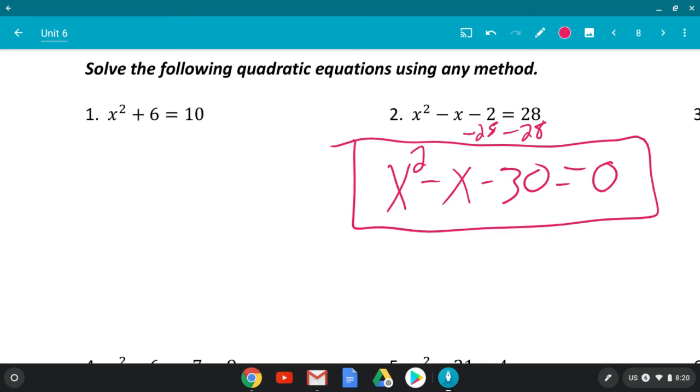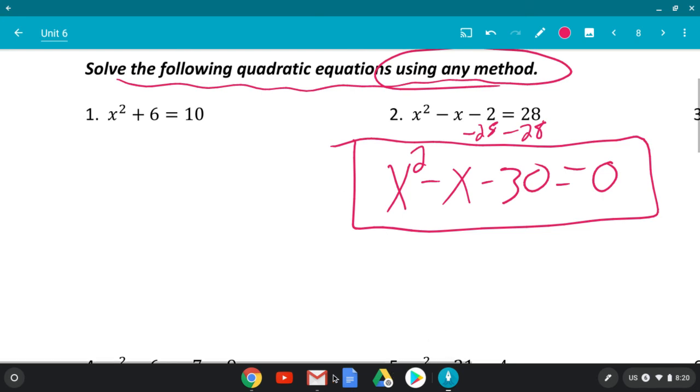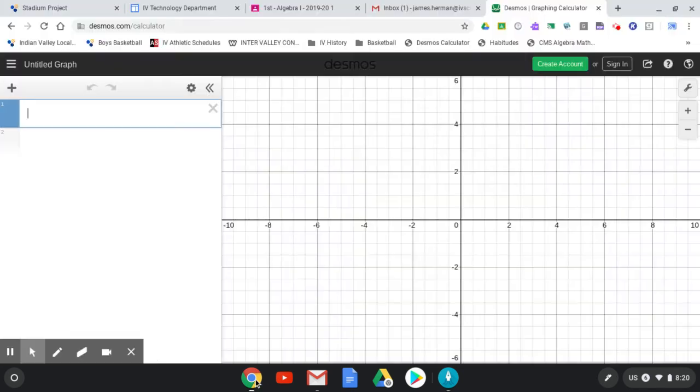So now, given that, we have this equation. We're going to solve this. It says solve the following using any method. So the method I'm going to use today is graphing. Why graphing? At this point and moving forward, it's going to be very easy. Why? Desmos. x squared minus x.